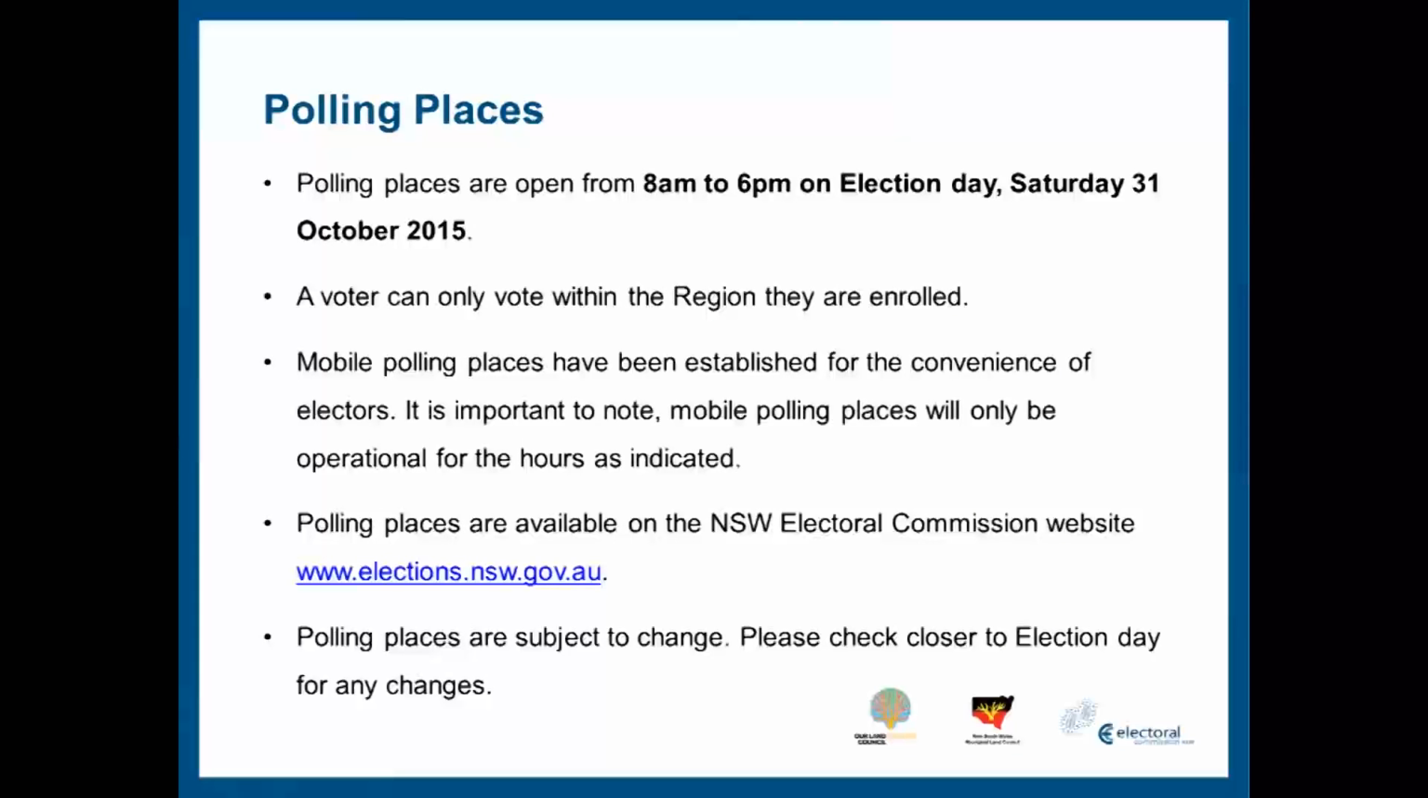On election day, Saturday the 31st of October 2015, polling places will be open from 8 a.m. to 6 p.m. A voter can only vote within the region they are enrolled in. It should be noted that in certain regions, the New South Wales Electoral Commission will have mobile polling places operating for the convenience of electors. It is important to note, however, that the mobile polling places will only be operational for the hours as indicated. The details of polling places and mobile polling places are available on the New South Wales Electoral Commission website. Polling places are subject to change, and please check the website closer to election day for any changes.